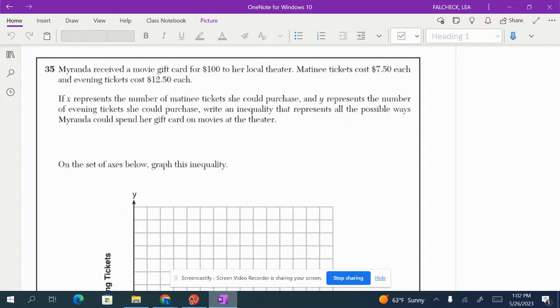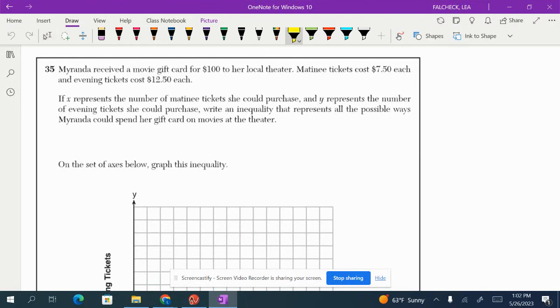Number 35. Miranda received a movie gift card for $100 to her local theater. Matinee tickets cost $7.50 each, and evening tickets cost $12.50 each. If X represents the number of matinee tickets she could purchase and Y represents the number of evening tickets she could purchase, write an inequality that represents all the possible ways Miranda could spend her gift card on movies at the theater.